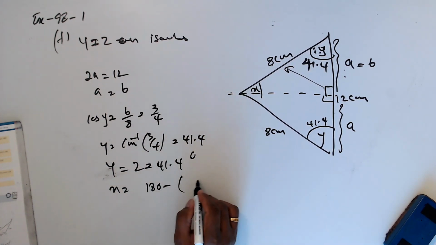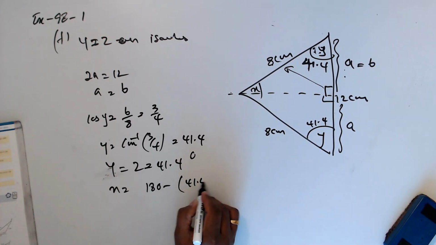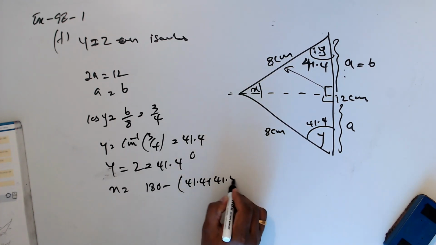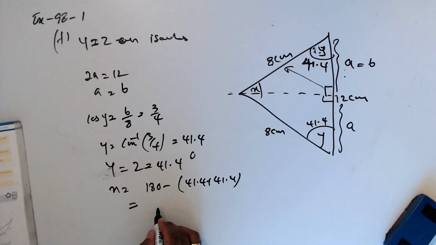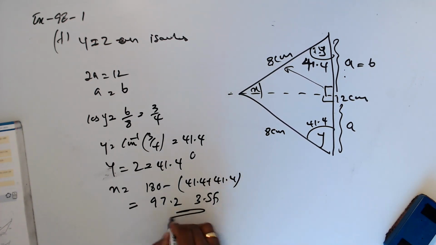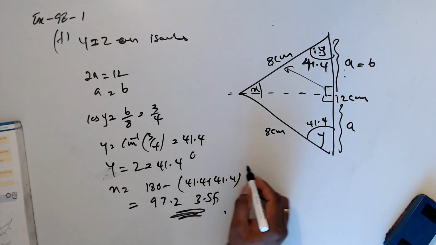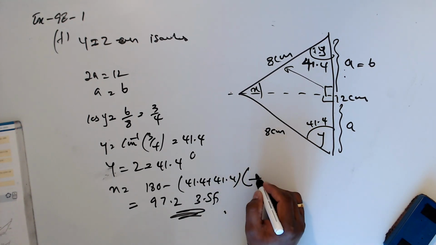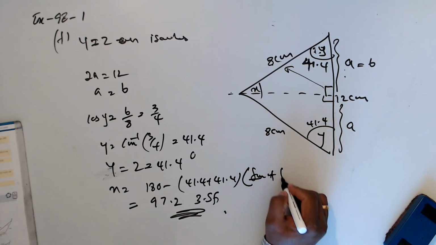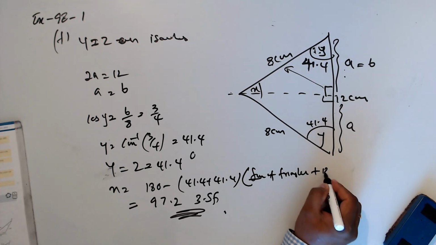Then x equals 180 minus 41.4 plus 41.4. Then x is going to be 97.223 SF. The reason is the sum of angles in a triangle adds up to 180.